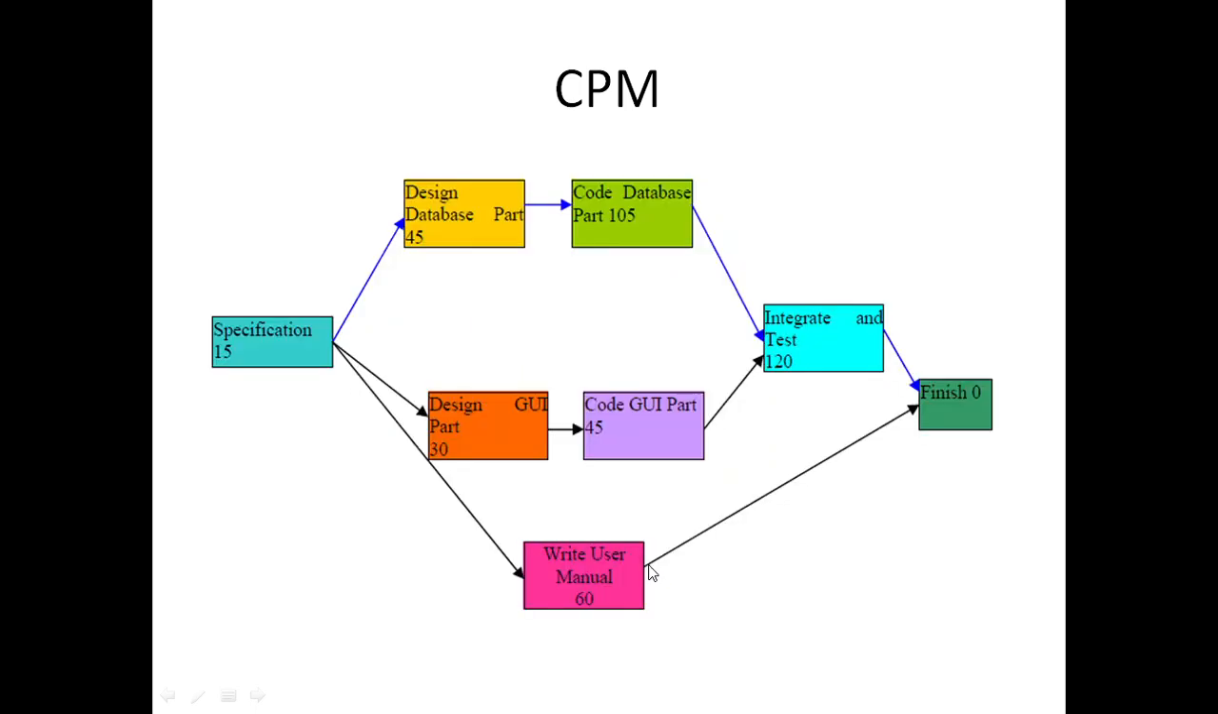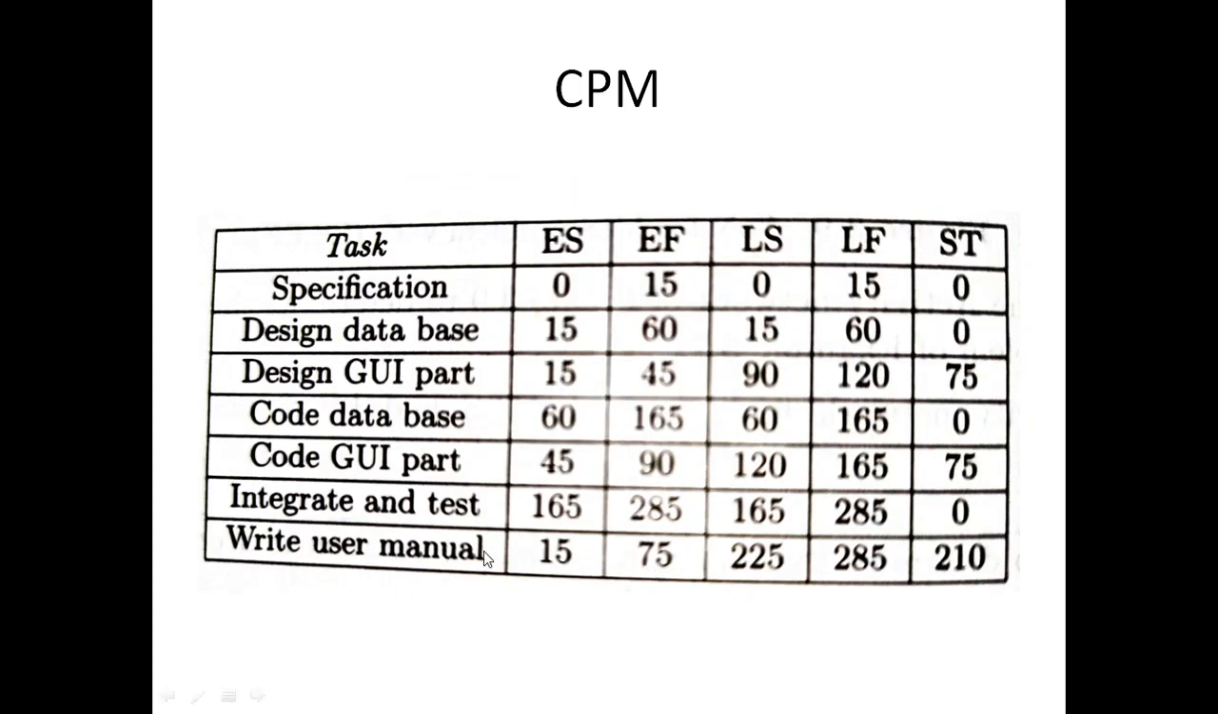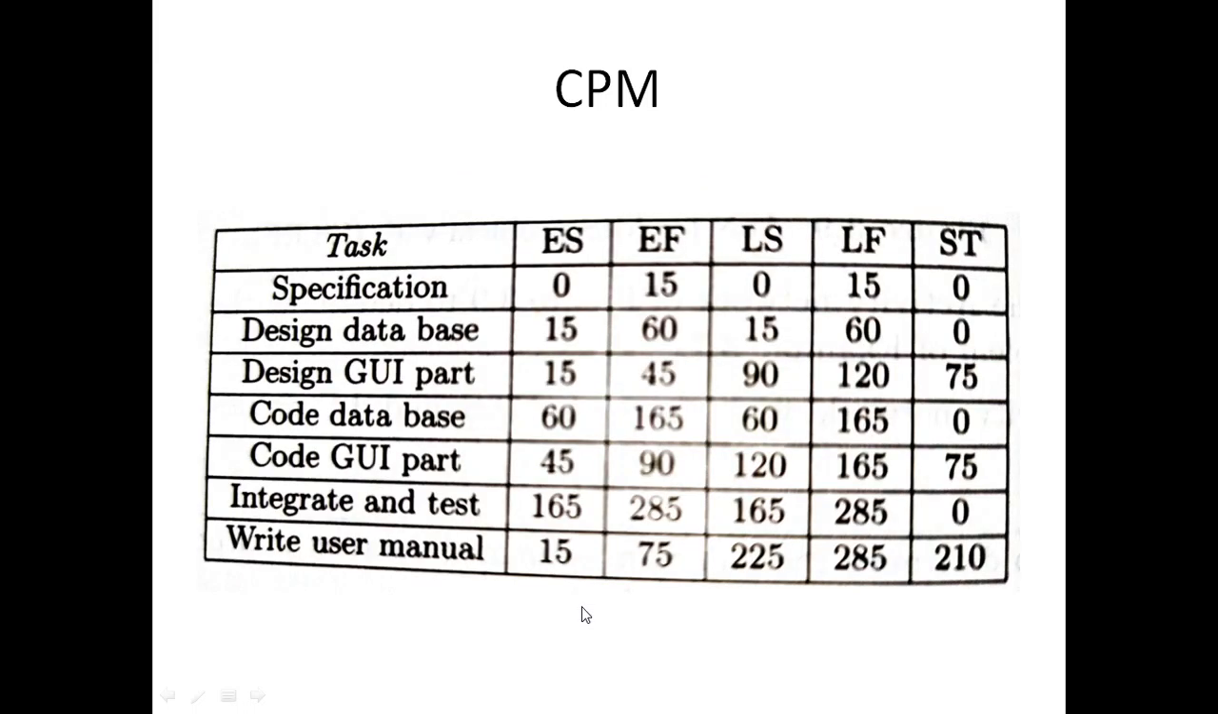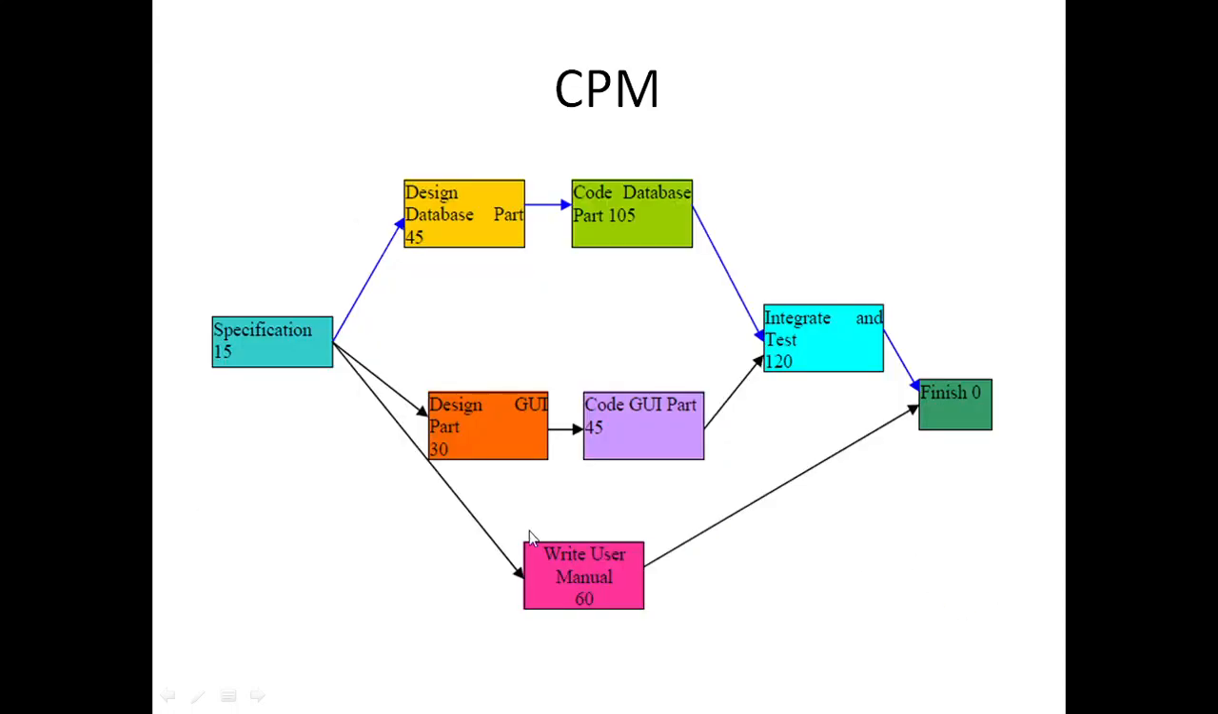And if you take this write user manual, the earliest start is 15 and the earliest finish is 75, because it can be completed in 60 days. So 60 plus 15 is 75 days. But the latest start is 225 days, because it has a slack time of 210 days. It can be delayed 210, because the minimum time to complete the project is actually 285 days. So it is 15 plus 45 plus 105 plus 120, which gives around 285 days.